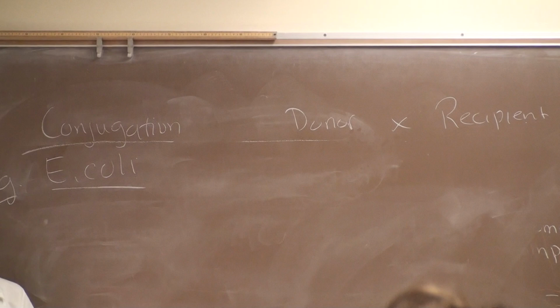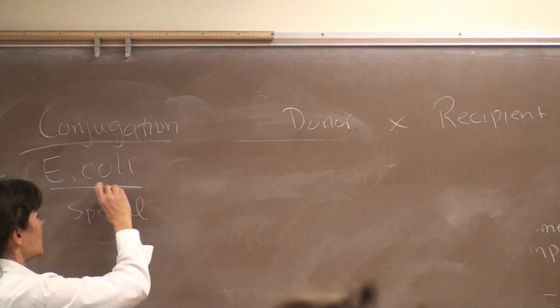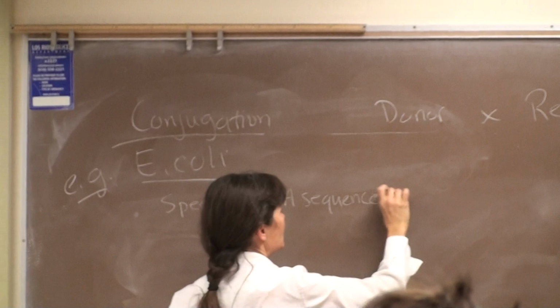So it turns out in E. coli, for E. coli to be able to carry out conjugation, it has to have special genes. It has to have special DNA sequences. And the special DNA sequence that permits conjugation in E. coli is called the fertility factor, or F factor.